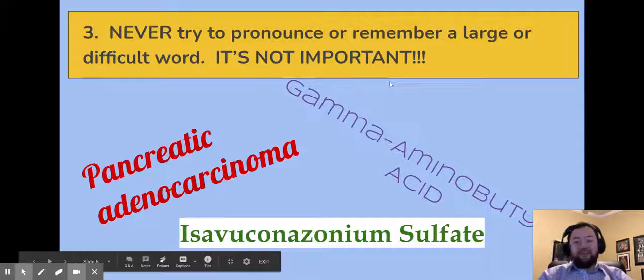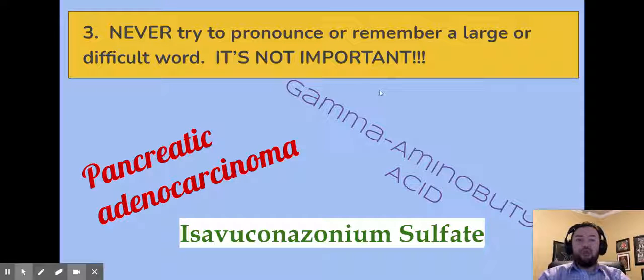And number 3, the science portion is going to throw all kinds of big, weird words at you. Don't get hung up on the big words. Never try to pronounce them. Never try to remember them.